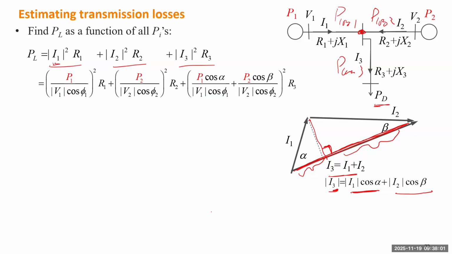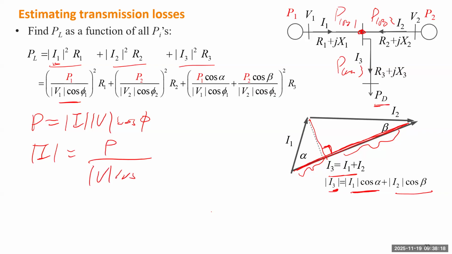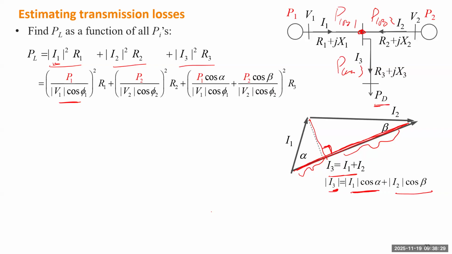First branch, basically I1. We know this formula, right? P is equal to I V cosine power factor. So the absolute current I will be P divided by V and the cosine phi. This is what we learned already from section 2. Which means we can replace the absolute current by using the expression with the active power, power factor, and voltage. So this will be I1, I2, and I3 here. We just borrow this one.